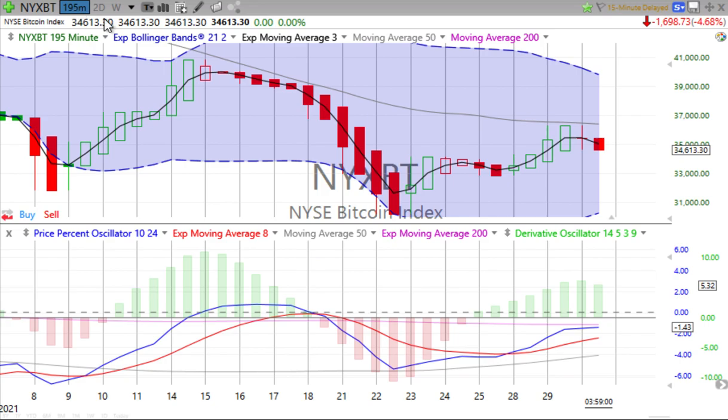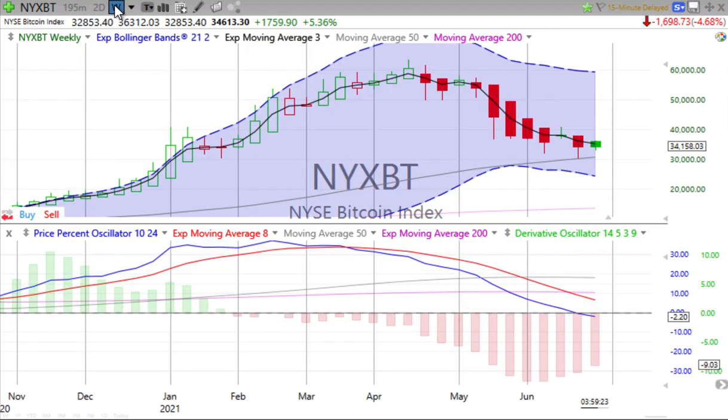Let's look at the half day. We can see where things were up for a day and a half and then rolling over on Wednesday, particularly we can really see that red candle highlighting there at the end of the day. Price percent oscillator flattened out, derivative oscillator losing upward momentum. So that's where we are as we move into Thursday. So again, keep tracking, keep practicing.